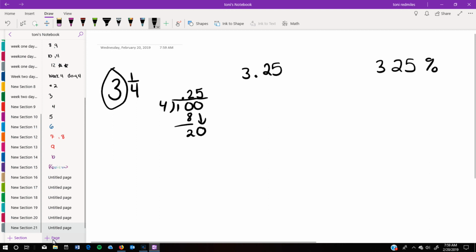So practice those, keep practicing them, because we're going to be using our fractions, percents, and decimals a ton in this next unit.